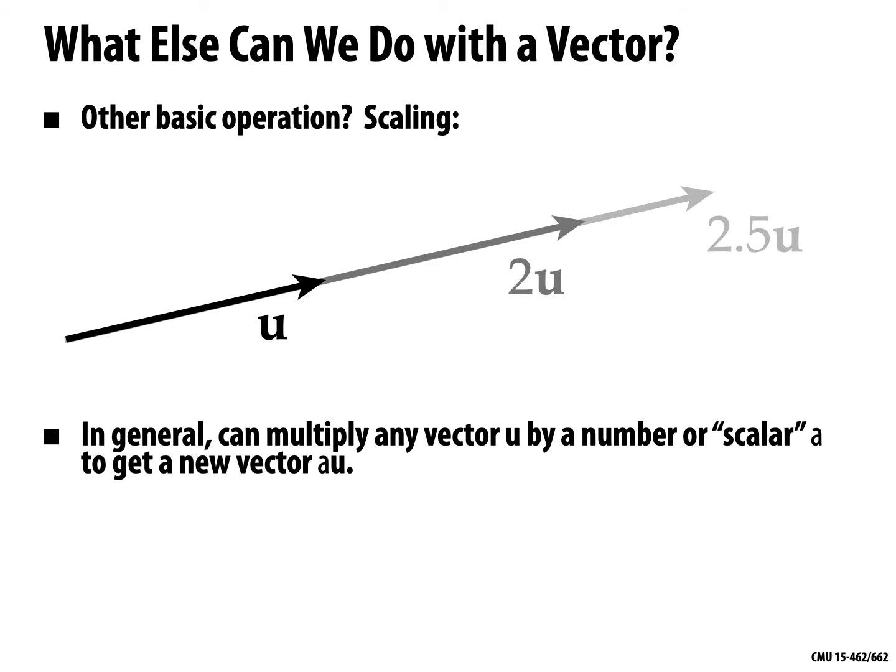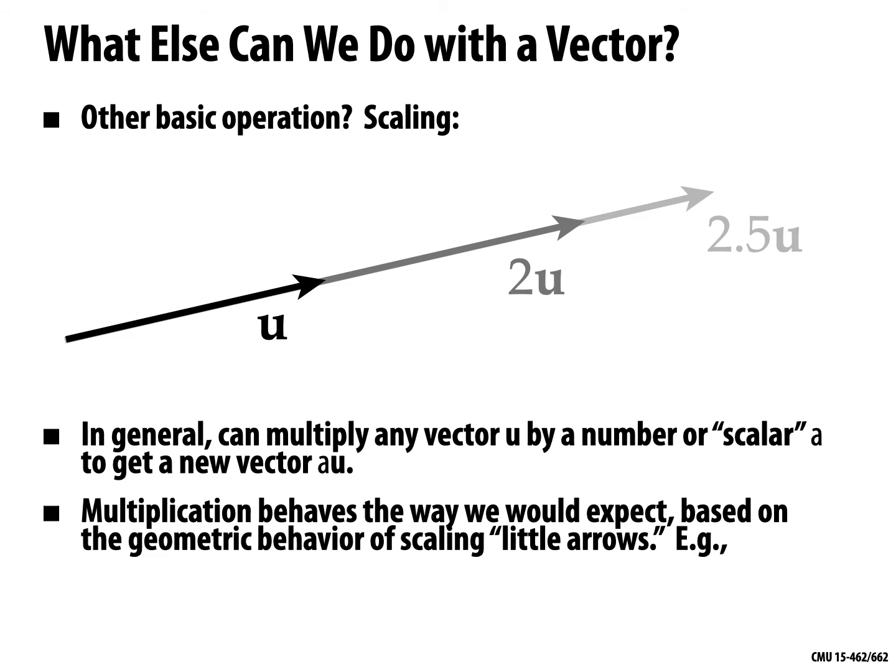In general, we can multiply any vector u by a number or scalar a to get a new vector au. And multiplication generally behaves the way we'd expect based on the geometric behavior of scaling little arrows up and down. So for instance, you could pause and try drawing a picture of this relationship. Right? If I say, I think that a times bu is the same as ab times u, why is that true? Well, what does bu mean? It means I take the vector u and I scale it up by a factor b. Then if I take that new vector and I scale it up by a factor a, can you convince yourself by drawing a little picture that that's the same as just taking the original vector u and scaling it up by a factor a times b?